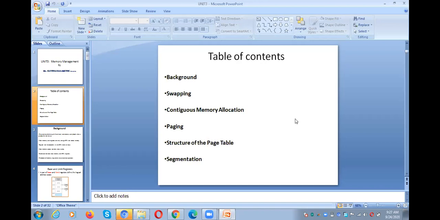In memory management, we are going to discuss the following topics. The first one is the background, and then swapping, contiguous memory allocation, paging, structure of the page table, and segmentation. In the second chapter, we discussed with the help of some diagrams, as well as some problems.